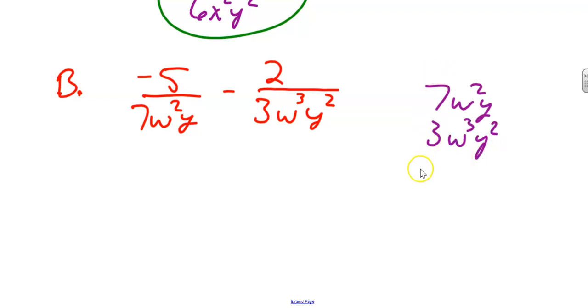3 and 7 don't have a number in common, so basically you start counting by 3s, count by 7s. Eventually the first number you're going to get is 21. With the w's, again, you got 2 and 3, so we'll take the biggest power. Same thing with the y's. We'll take the biggest power.